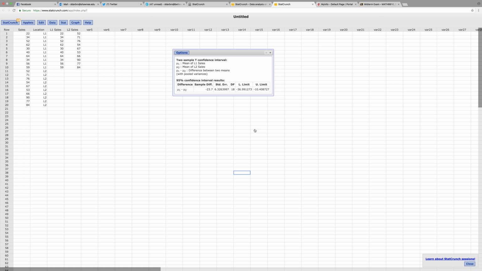Well, guys, this is one of those situations where I couldn't make it hard if I tried, and of course I never will. But that's really all we got. That's the way we conduct a 2-sample T confidence interval. All right, take care.